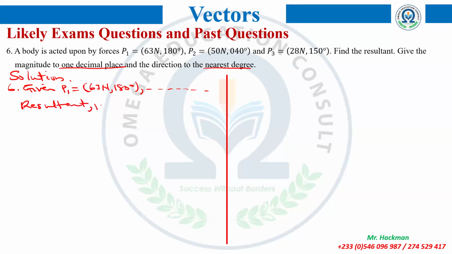Let me call it R. Usually we call it R. Some of you science students will call it R sub F, but in math, R is okay for us. Remember when we did the resultant, we said when we sum the vectors, we get the resultant. So here, the vectors are forces, so we are going to sum the forces. It will be the sum of force P1, force P2, then force P3. All correct.